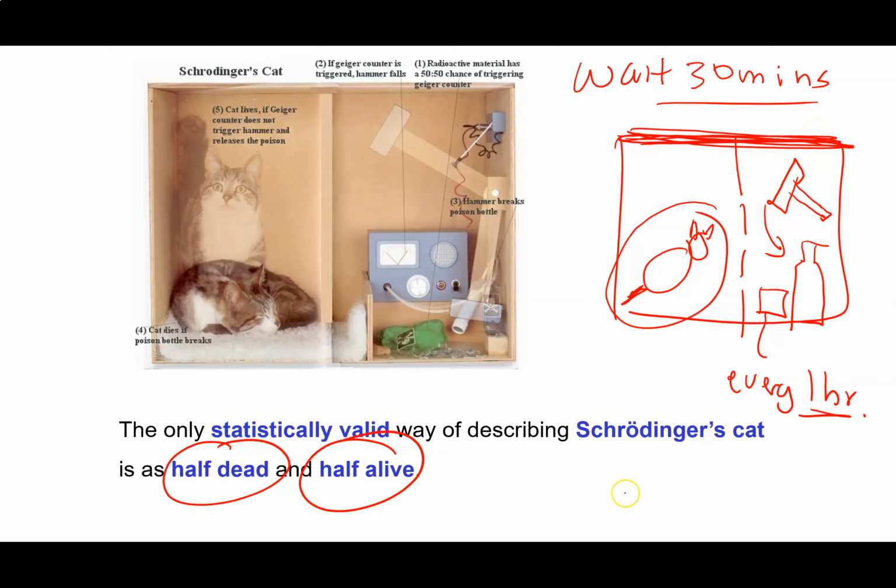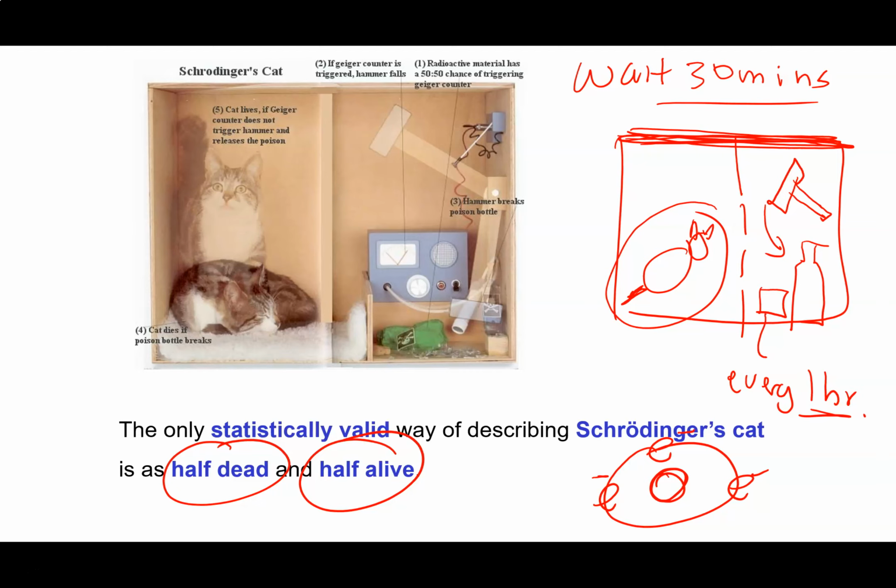Now, this is similar to what's happening with an atom. An atom is really, really small. And we can only predict, using reasoning similar to what we use for the cat, the probability of where an electron is.